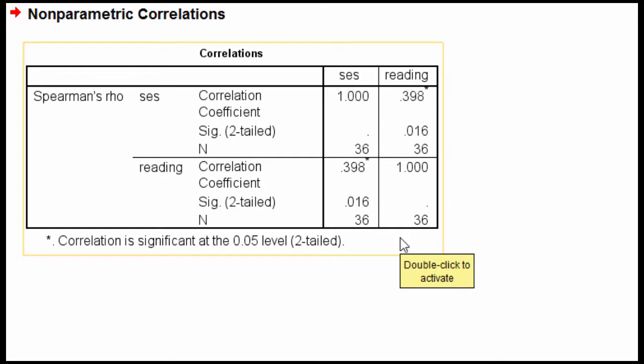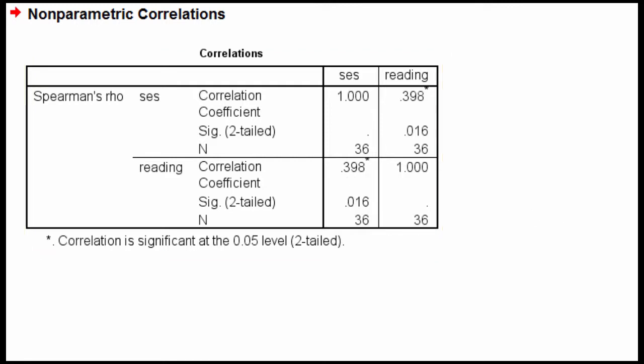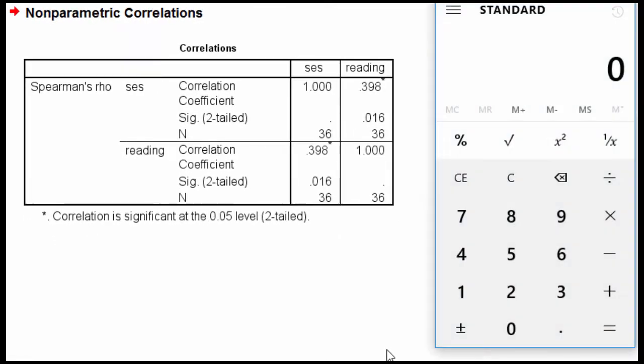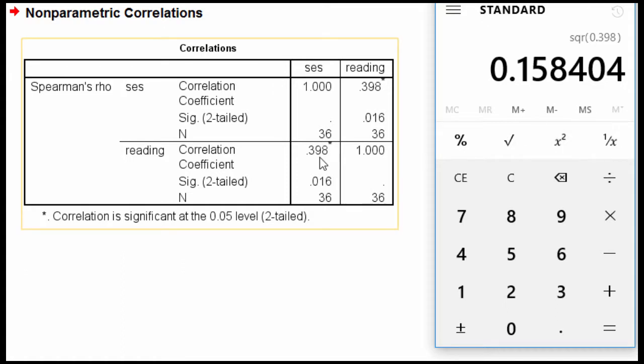So as socioeconomic status goes up, so does the reading ability demonstrated by the child. And this is equal to 0.398. So we could square this correlation, and 0.398 squared equals 0.158, or 15.8% of the variability in the reading ranks is accounted for by the socioeconomic status ranks.